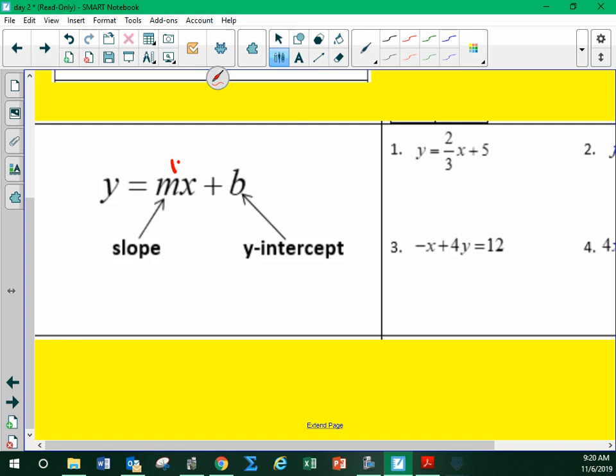M is a number, and b is a number. y is a variable, and x is a variable. So you'll notice in our equation, like number 1, we have y equals mx plus b. There's a number for m, and there's a number for b. So what m and b represent, m is again our slope, b is our y-intercept. Remember, y-intercept is where it crosses the y-axis. Go ahead and write that in on your notes there. Crosses the y-axis. Just a reminder there for you.